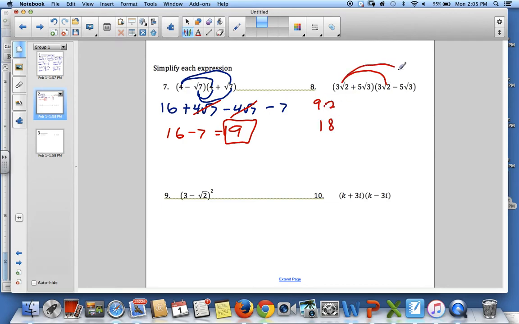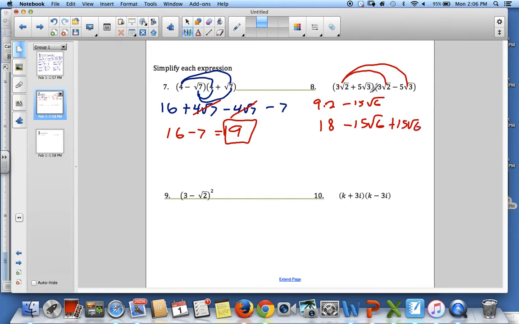And the next one is these guys multiplied together. 3 times negative 5 is negative 15 square root of 2 times 3, so minus 15 square root of 6. And then the inside one is going to be plus 15 square root of 6.